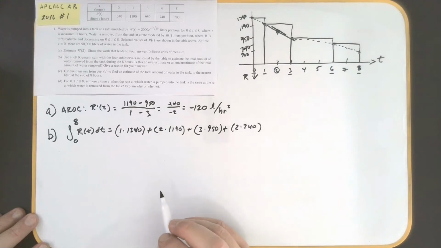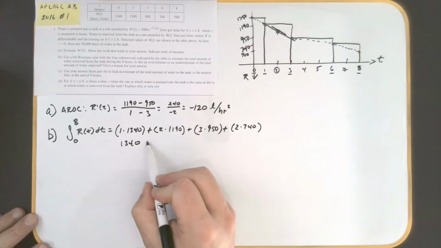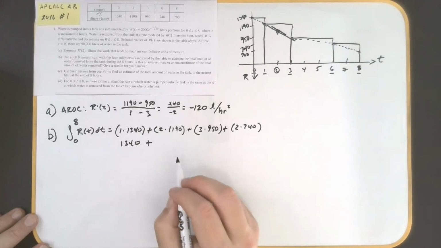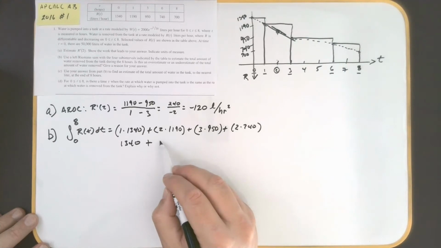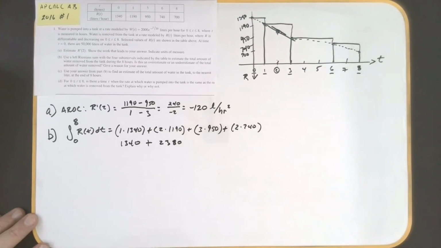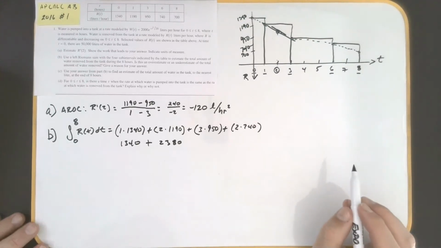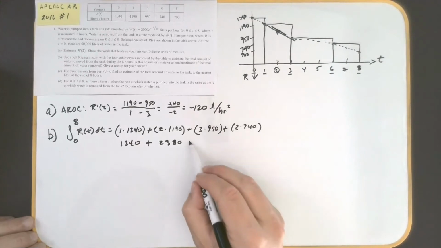All right. So if we simplify these a little bit, we get 1340, and this is a calculator question, so you could throw these in your calculator. 1340 plus, what do we get here? 2200 plus 180, so I think we get 2380. And then 3 times 950, I guess that'd be 3000 minus 150, so that'd be 2850.